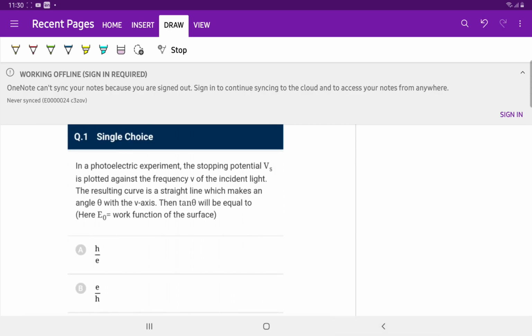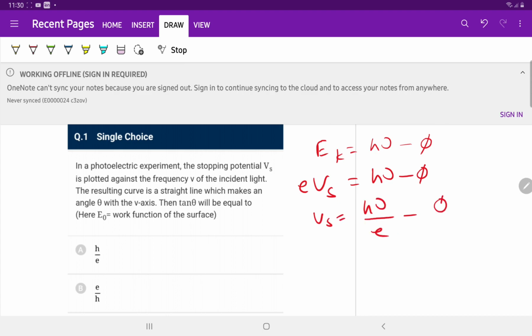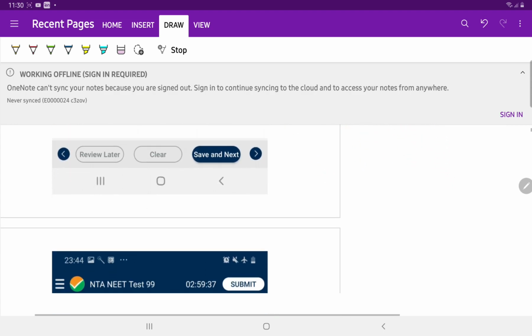We know very well that in the photoelectric effect, the kinetic energy of the electron is equal to the energy of incident radiation minus the work function. E Vs, in which Vs is the stopping potential, equals h nu minus phi. So Vs is equal to h nu upon E minus phi upon E. Comparing with y is equal to mx plus c, and plotting the graph of Vs against frequency, tan theta will be equal to h by E. Tan theta is the slope. So option A is correct.